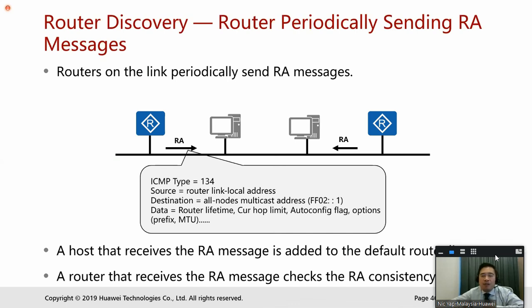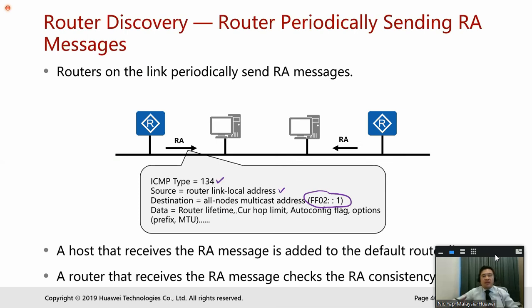So this information needs to be obtained from the RA. When you join, you can send an RS to request it. Otherwise, you can just wait for the RA to come back to you. The router on the link periodically sends RA messages. What is included? The type is RA, 134. The router's link-local address or the all-nodes multicast address FF02::1, router lifetime, current hop limit, auto config flag, option, prefix, MTU, and so on.